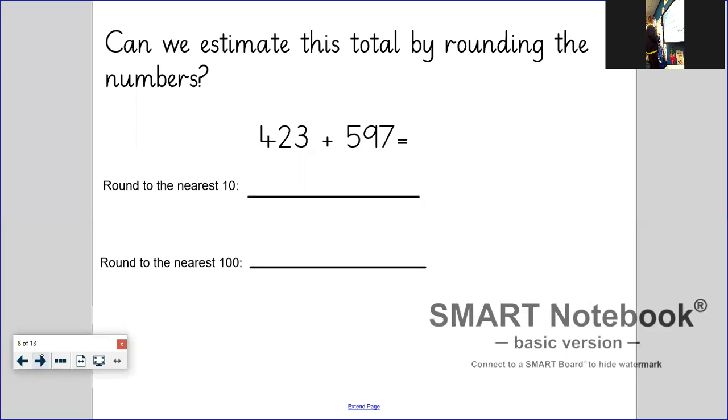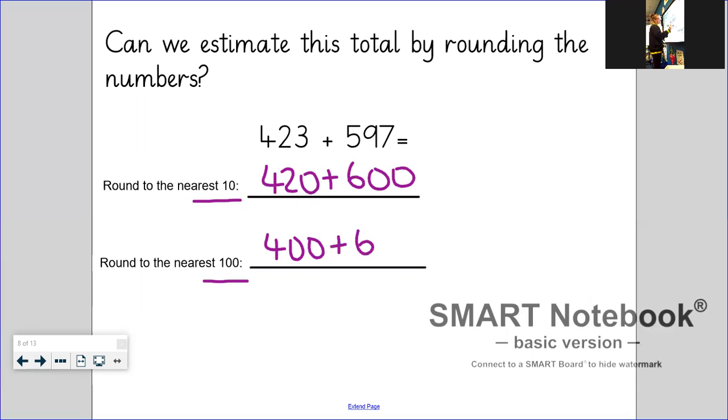Okay? Let's have a look at the next one. I want you to have a go now. I want to see if you can round this to the nearest 10 and then to the nearest 100. Okay? Pause the video now, please. Off you go. Have a go. Okay, so let's see if you got them right. It should have been 420 and 600. And it should have been 400 and 600.